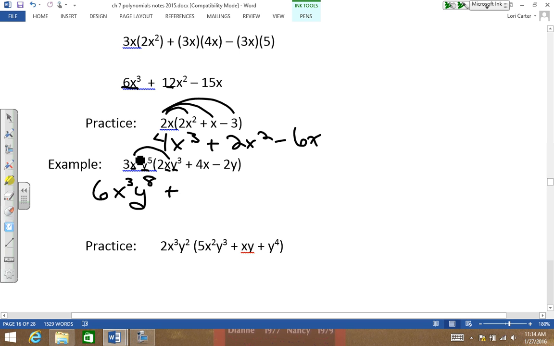Plus, let's do it again. 12 x to the third, x cubed. Anything else, or am I done? Why the fifth? y to the 5th. We can't forget anybody. Okay, last. Minus 6x cubed y to the 6.